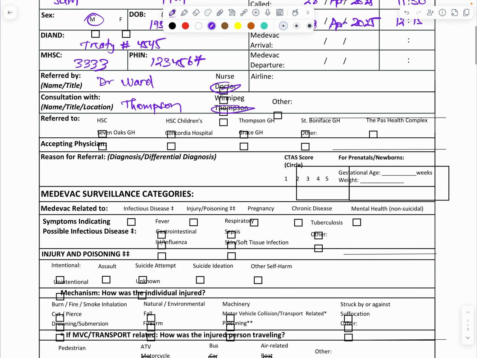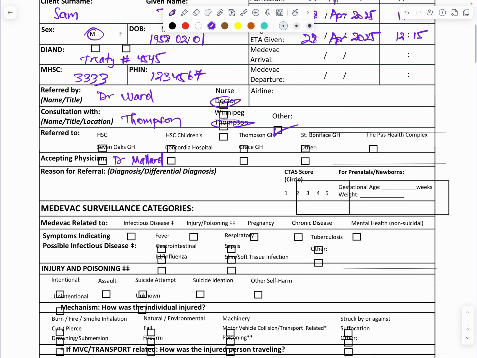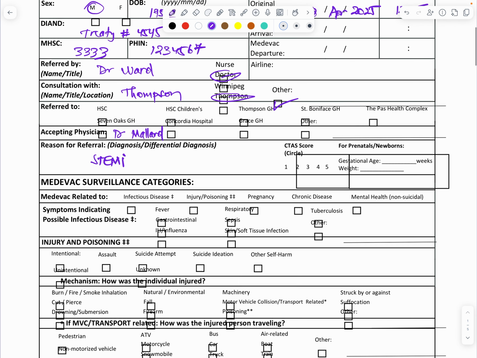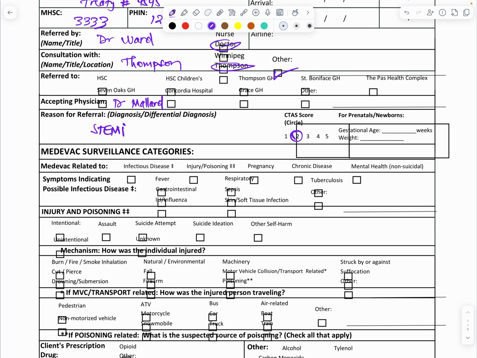And referred to Thompson GH, right? Accepting physician, Dr. Mallard, right? The reason for the referral, the patient is going because of a STEMI, all right? And they were a CETA score number 2 for us. We don't have any information on prenatal, newborns, and gestational weight, and so on, because that's not the case we're dealing with. All right. Is there any surveillance, infectious disease, injury, poisoning, pregnancy, chronic disease, mental health, and so on?